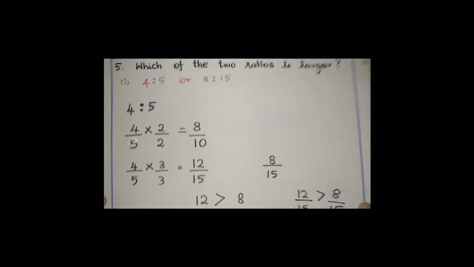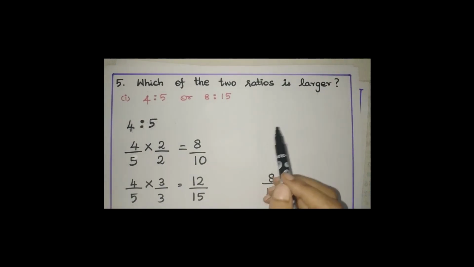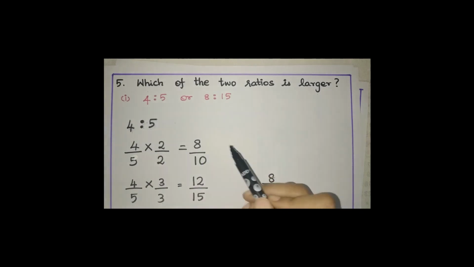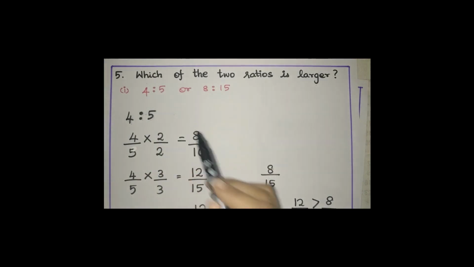So I will repeat. To find which ratio is larger, you have to make the denominators same and then compare the numerators. You have to find the same denominators and then you have to compare the numerators.